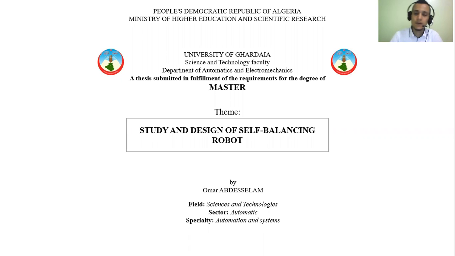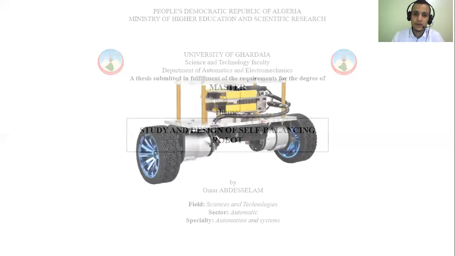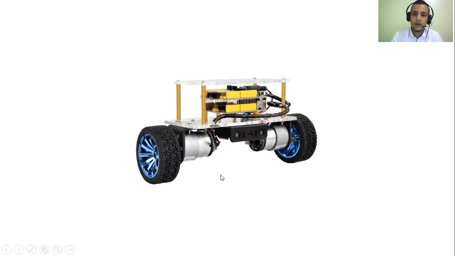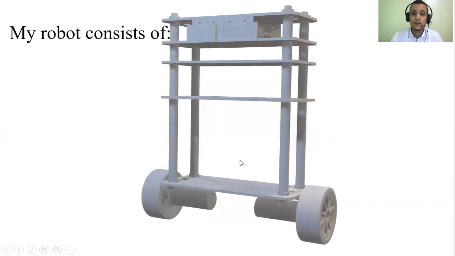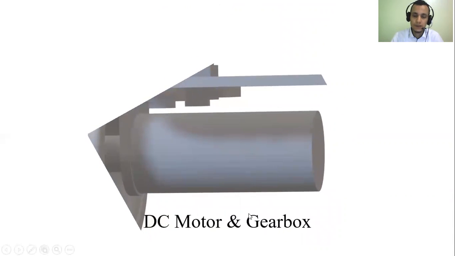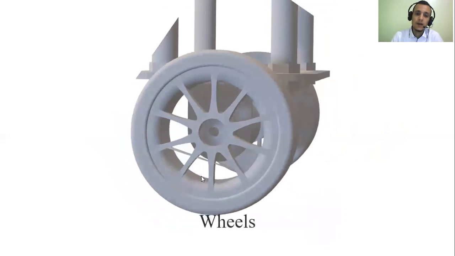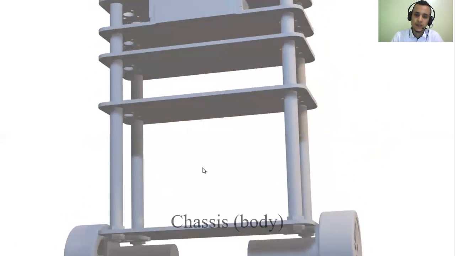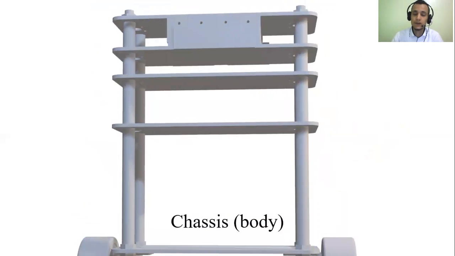So the first thing we're going to start with is take a general look at our robot. So this is what our robot looks like, and it mainly consists of DC motor and a gearbox, two wheels, and a chassis, which is the body. Of course, we didn't mention the controller and the sensors, the batteries, etc., because we do not need them at the moment.